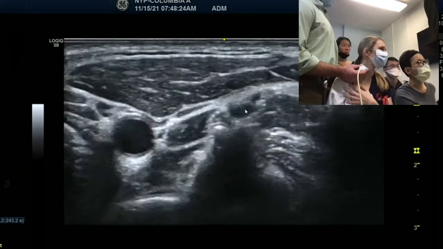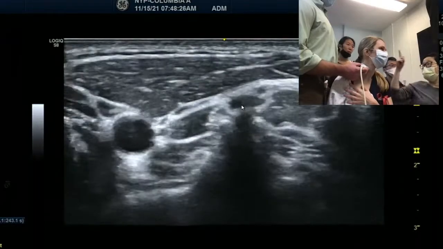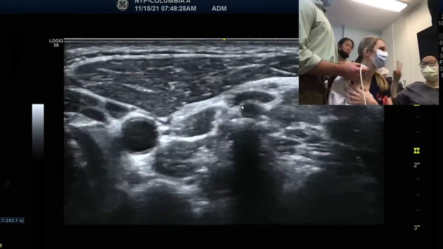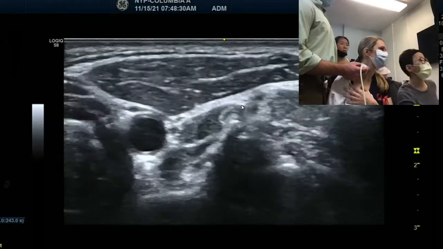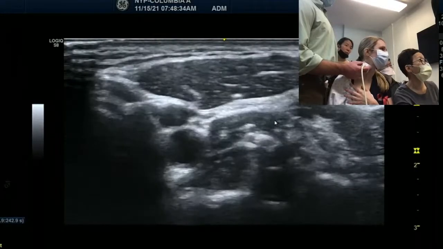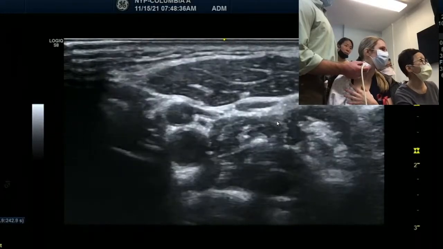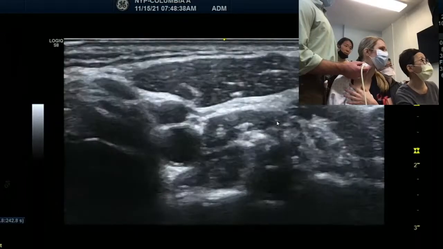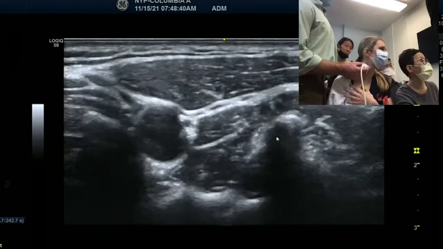Is this the C4 or C3 then? Because one went to almost C5, C6. There are two. There's no way it's C3. Yeah. So this one is C4. C4. Yep. So then let's scan down. Down.